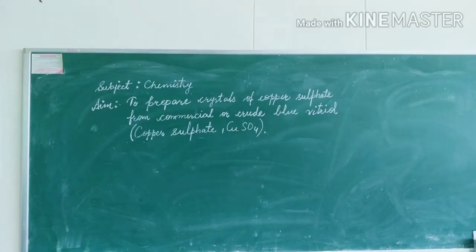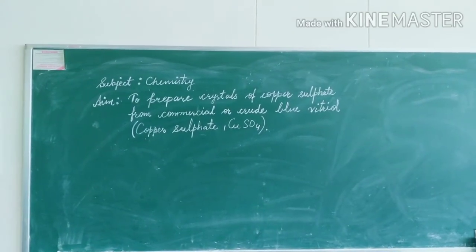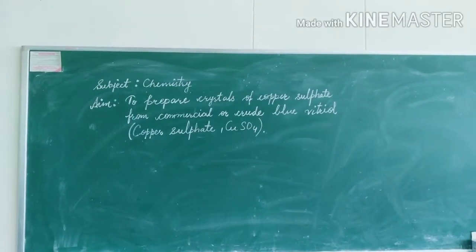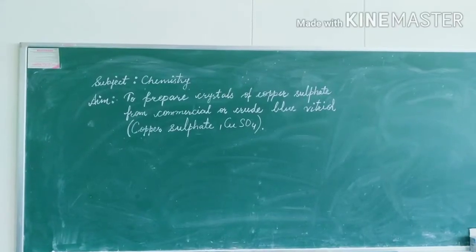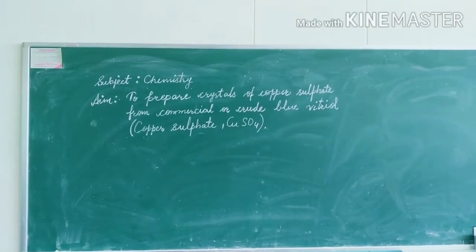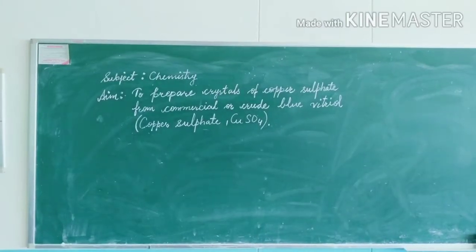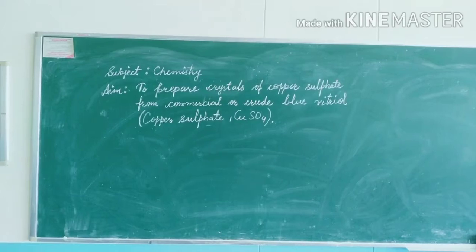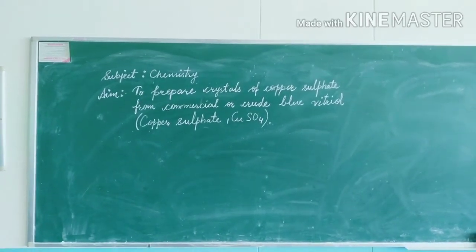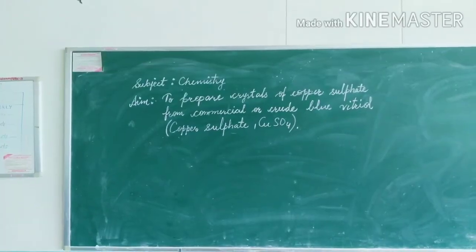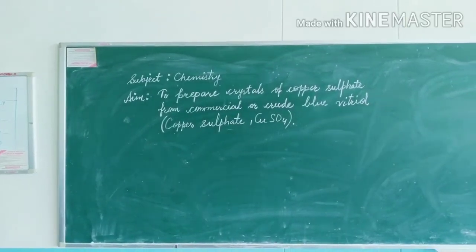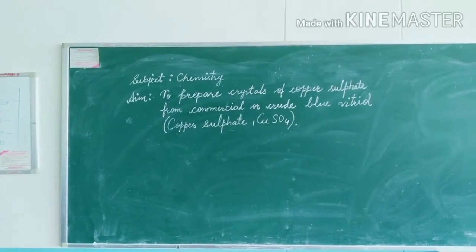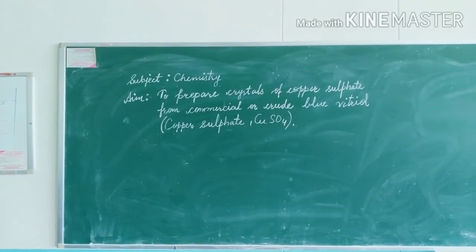Hello students, today we are going to prepare crystals of copper sulphate from commercial or crude blue vitriol, which is also known as copper sulphate or impure copper sulphate. The copper sulphate which we get commercially is crude or impure. Crystallization is a process in which we are going to purify impure blue vitriol to the crystals of pure copper sulphate.